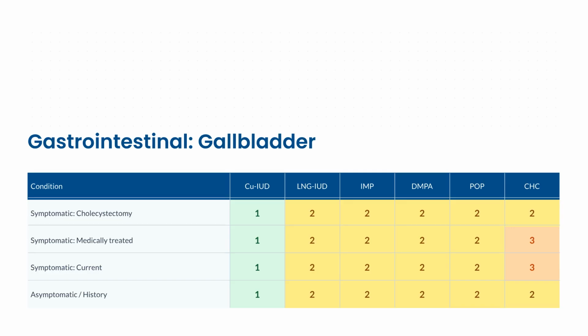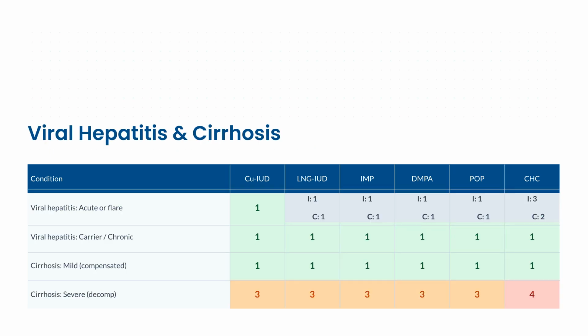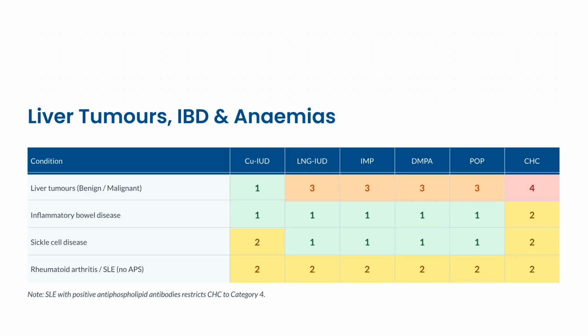Guidance is also provided for gastrointestinal issues, specifically focusing on gallbladder disease and its interaction with hormonal methods. This section details the safety categories for patients with viral hepatitis or established cirrhosis. Lastly, we review eligibility for liver tumors, inflammatory bowel disease, and various anemias in the context of contraceptive use.